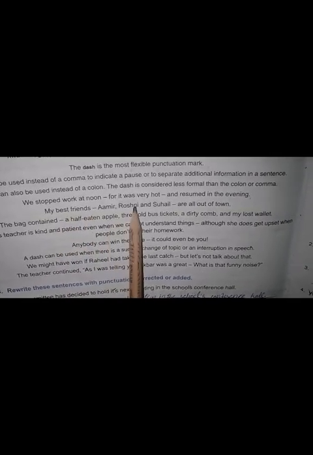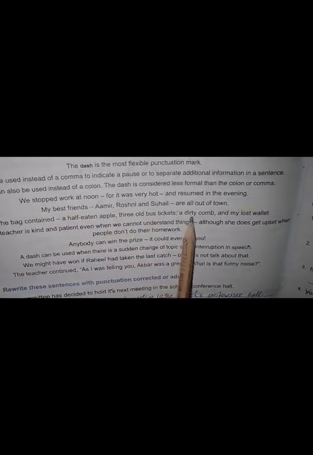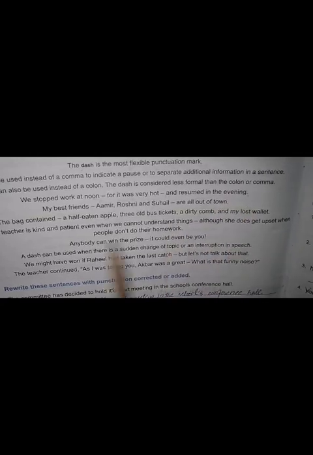The dash is considered less formal than the colon or comma. We stopped work at noon, for it was very hot, and resumed in the evening. Another example, my best friends Amir, Roshni and Suhail are all out of town. My class teacher is kind and patient even when we cannot understand things, although she does get upset when people don't do their homework. So read all these examples to solve the related exercise.